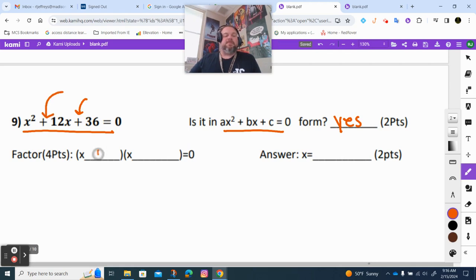This tells us our signs are the same. This tells us they're both positive. What two numbers, when we multiply them, we get 36, but when we add them, we get 12? Awesome. Yes, 6. All right. So, what's the opposite of plus 6? Good. Minus 6. Awesome, students.